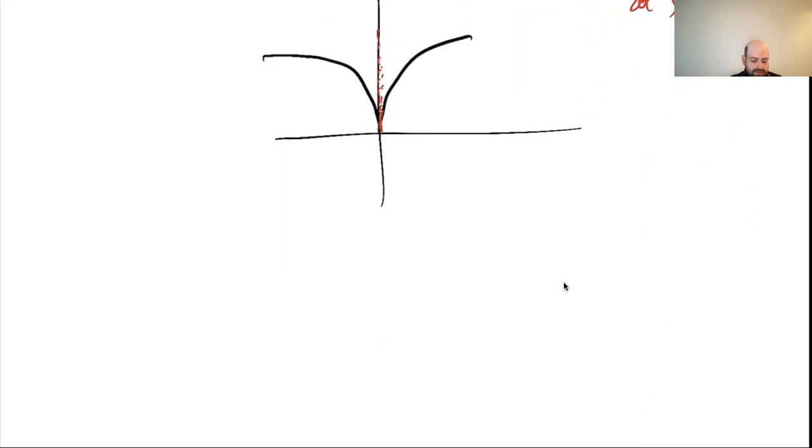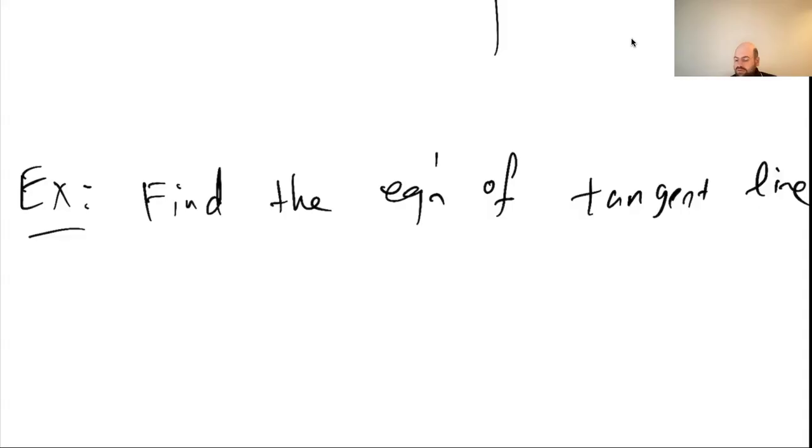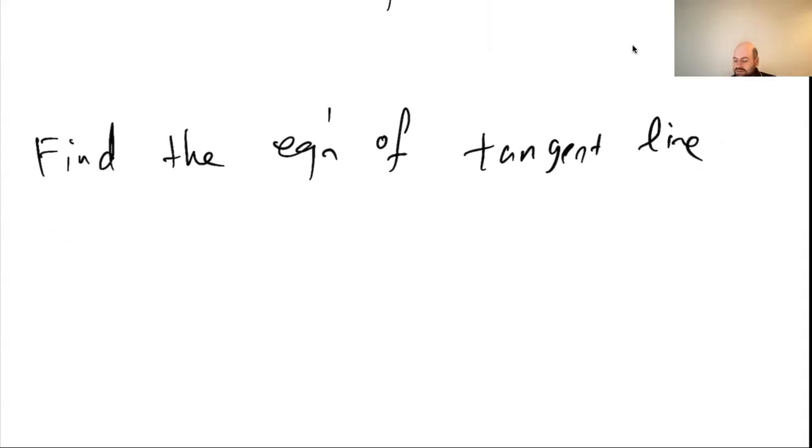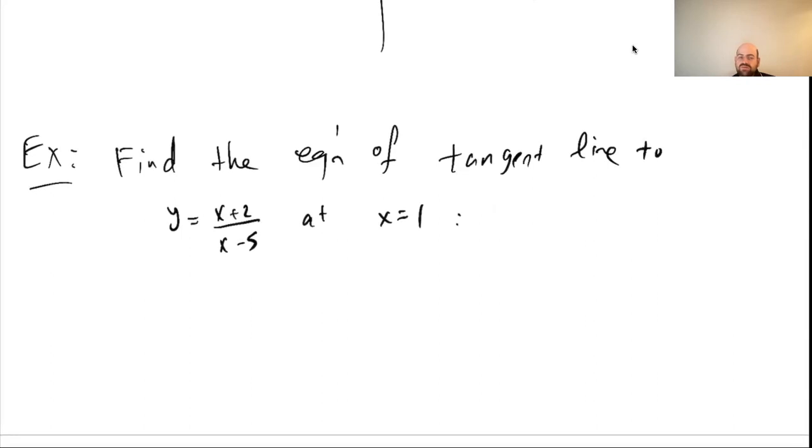All right, let's look at another example. Find the equation of the tangent line to y equals x plus 2 over x minus 5 at x equals 1. So this question asks about the equation of a tangent line to a function at a specific point.